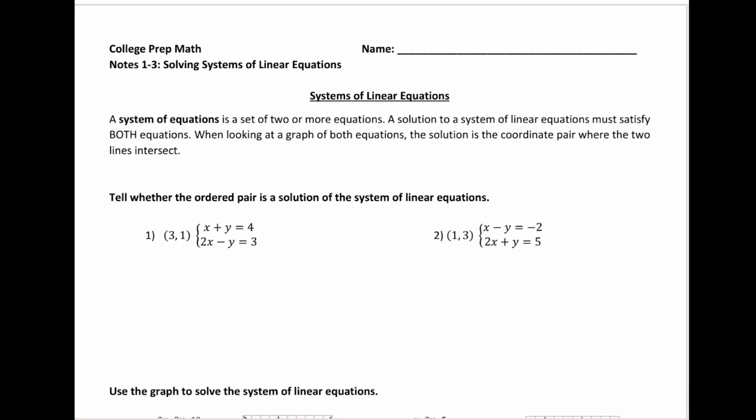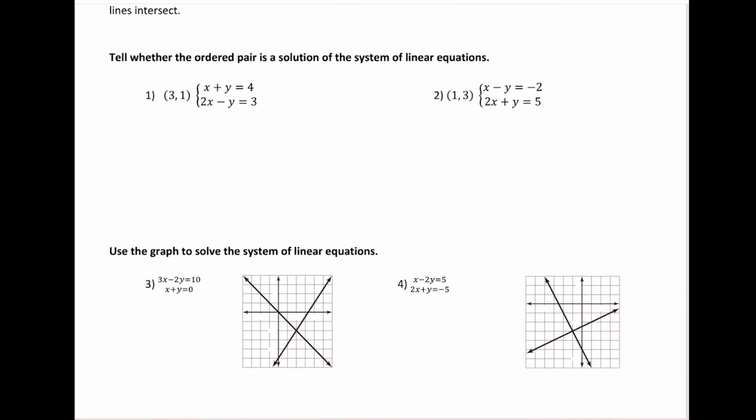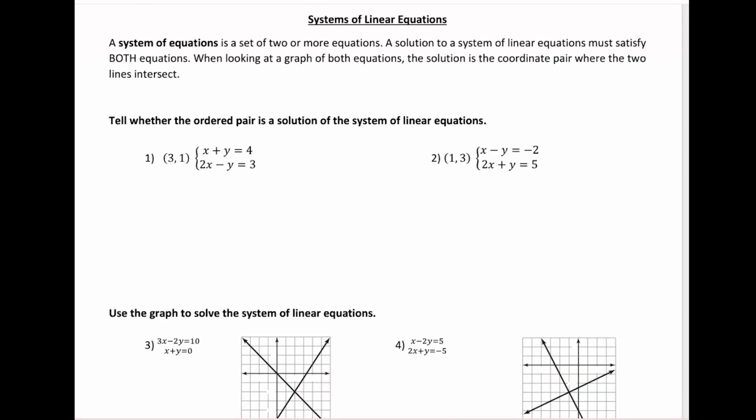For example, these first couple of questions are just asking whether or not that coordinate pair is a solution to the system. So we're just checking to see if that's the answer or not. To check whether a point is actually an answer, all you have to do is plug in the first number into x and the second number into y. Then you're checking to see if it gives you two true statements. If it works for one and not the other, it's not a solution. In order for it to be a solution, it has to satisfy both equations.